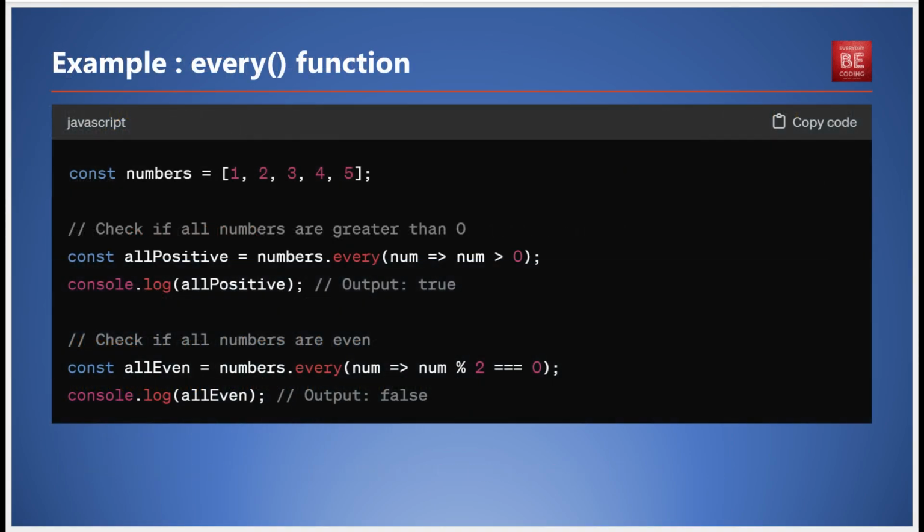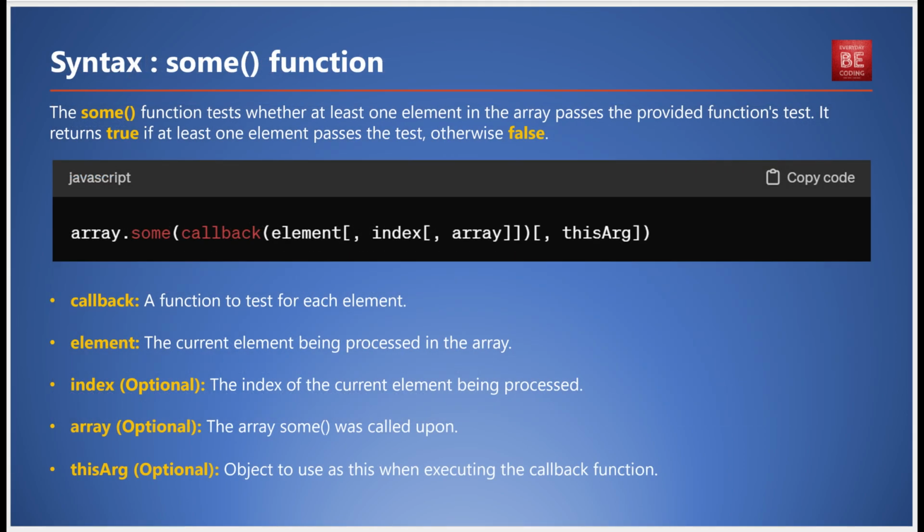For instance, imagine an array of numbers from 1 to 5. Using every, you can check if all these numbers are greater than 0. The function will return true, as indeed all numbers in the array are positive. But if you check if all numbers are even, it's going to return false, because not all numbers in the array are even. Now, shift gears and look at the some function.